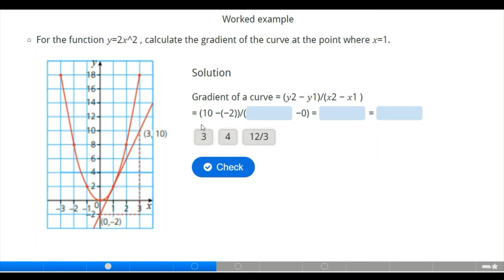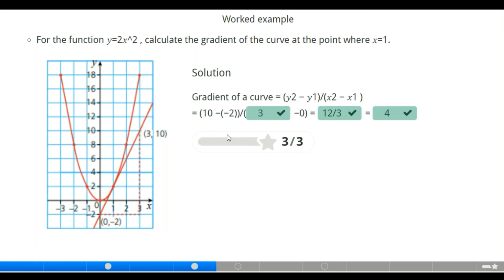3 minus 0. Okay, so that would be what? That would be 12 divided by 3. How many times does 3 go in 12? That is 4. So we have 4 as our final answer, and that gives us the solution to that problem.